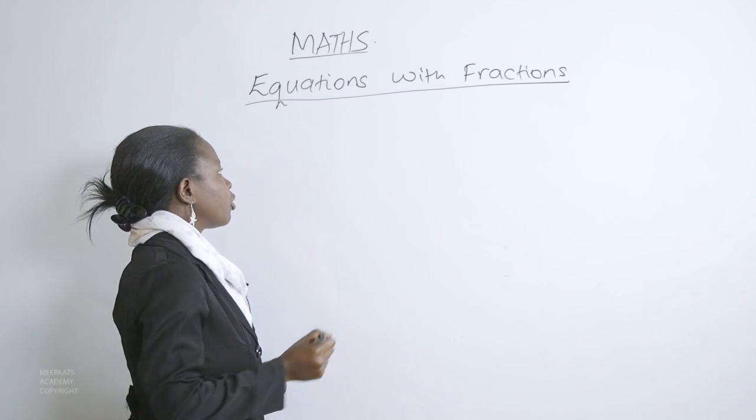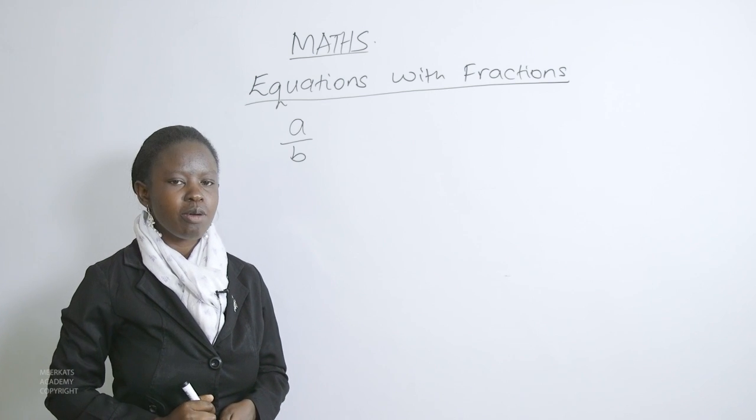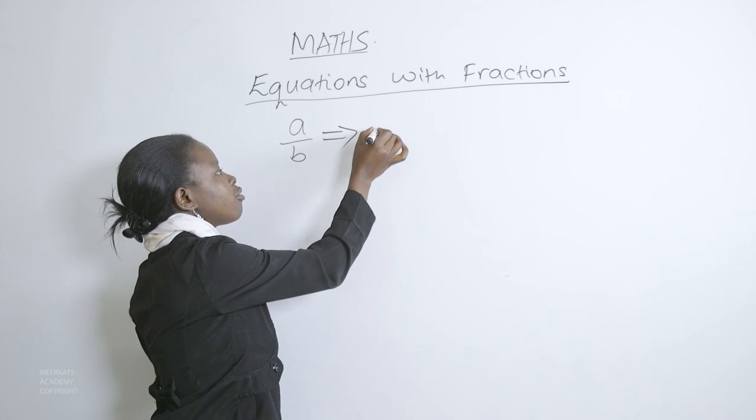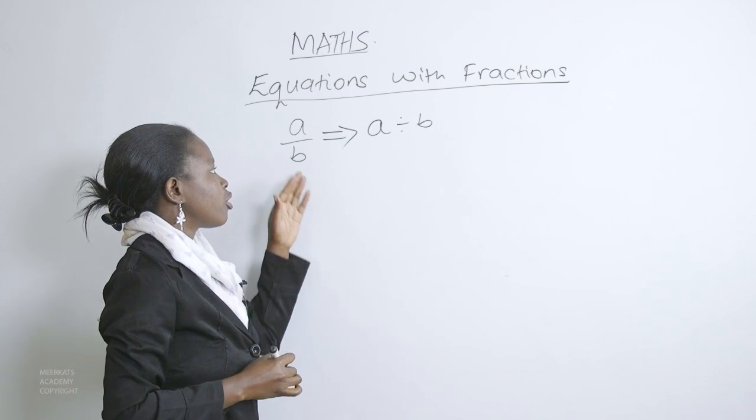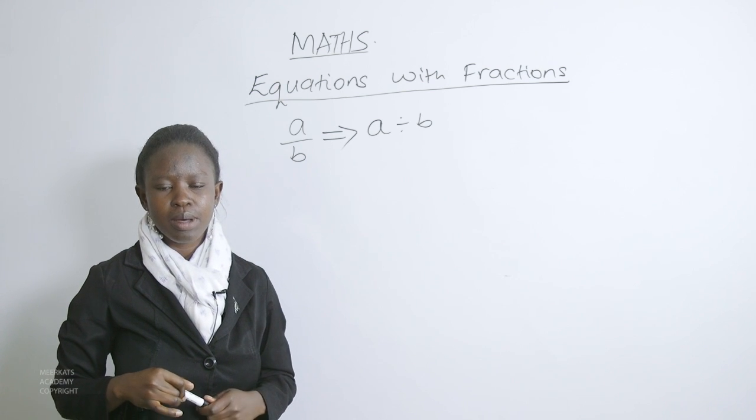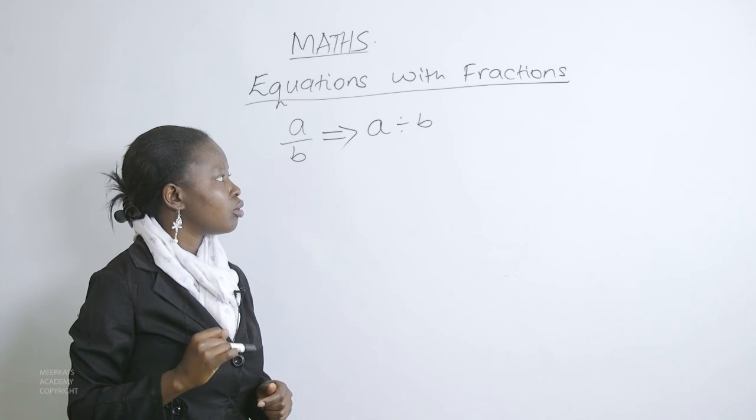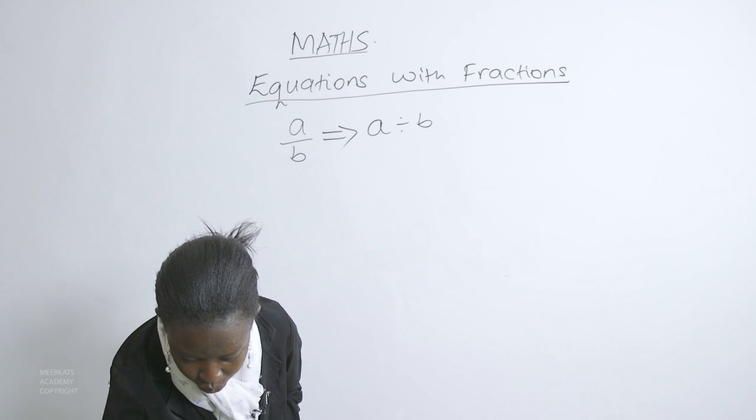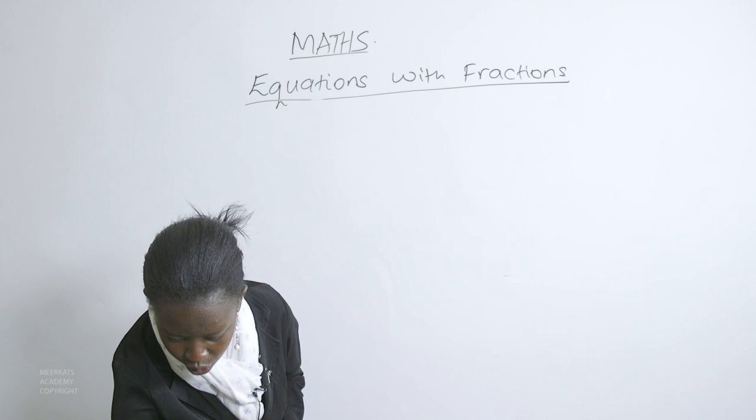One thing we need to note: when we have a fraction, for instance a over b, this fraction simply implies that we have a divided by b. So a fraction simply means division. So how do we go about it when we have an equation that has fractions and we need to solve it? Let us look at how we solve equations that involve fractions.